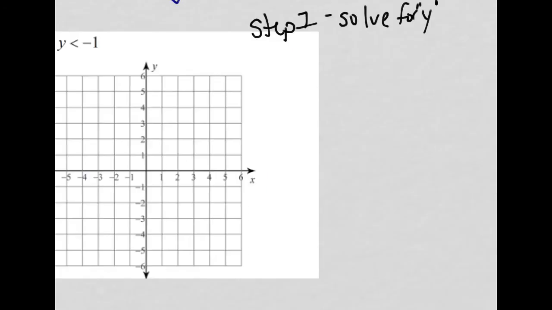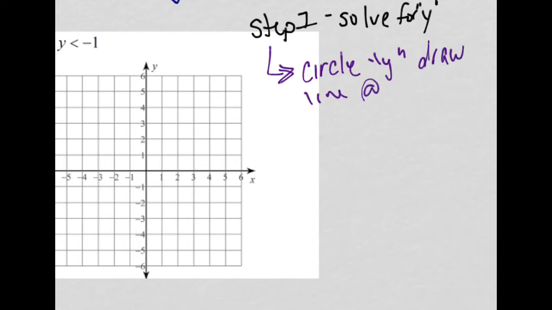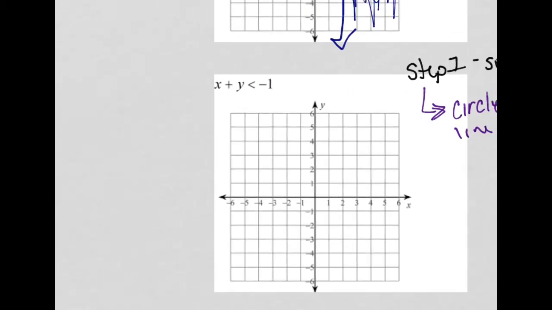Number 3 is not in y equal form. It is in what's called standard form because x and y are located on the same side. So your step number 1 will be to solve for y. Here's how you do it. Circle y. Draw a line at the inequality. So when I come over here, I'm going to circle my y, draw my line at my inequality.